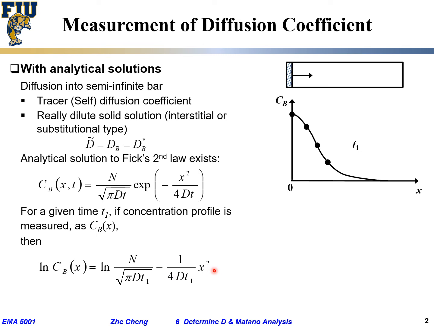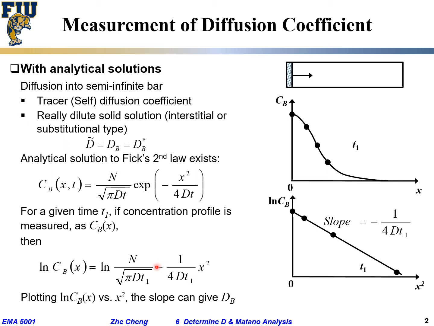What does this mean? This means that if at any given time t1 I have this curve, can I plot log C versus x squared? You have x, right? You have C. For each of these points, you will know the C, you will know the x. You also know t1, so I can plot the natural log of C versus x squared. And if I do that, what would the slope be? It would just be the coefficient in front of this term, right? The slope would be minus 1 over 4Dt1.